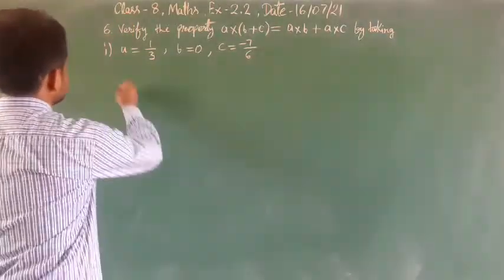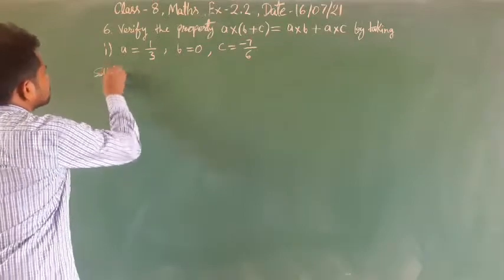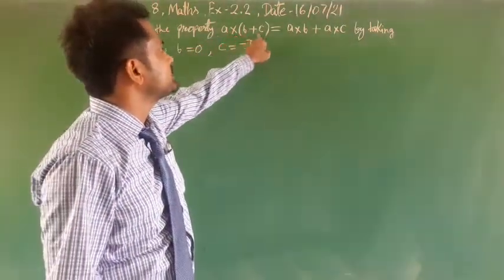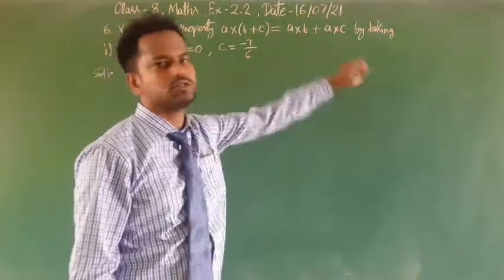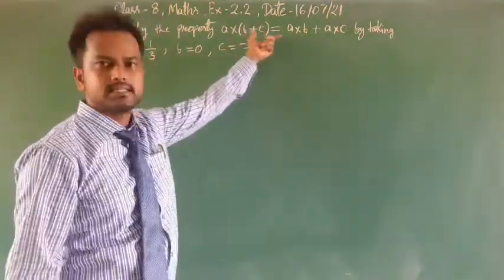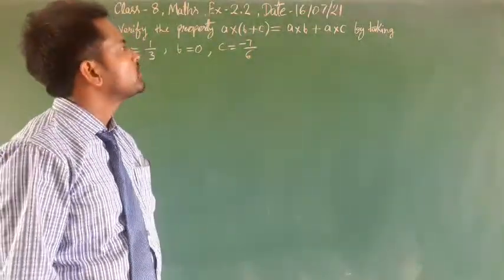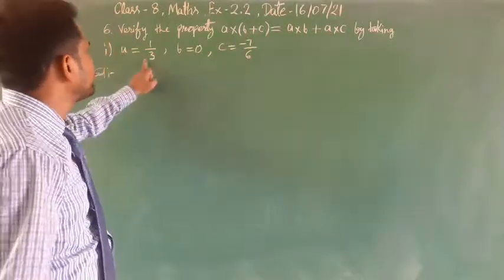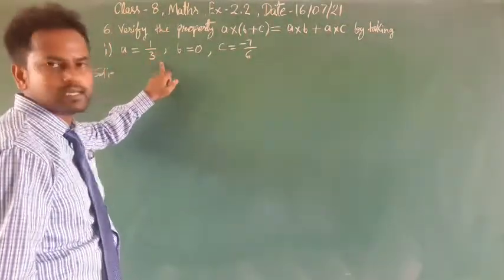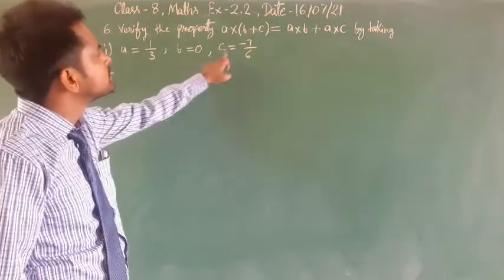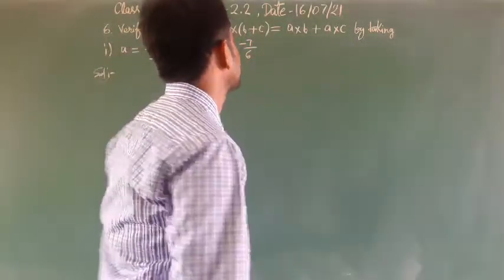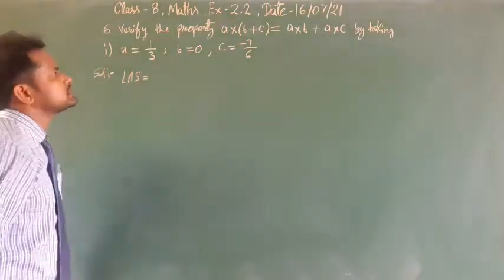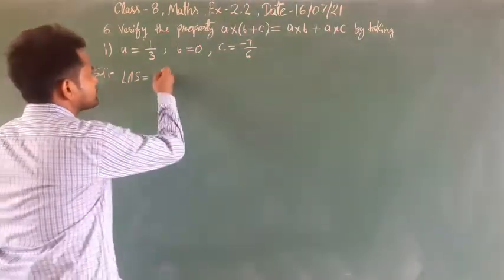Now the next question is: verify the property A into (B plus C) is equal to A into B plus A into C. That is the distributive property over addition of rational numbers. So A is equal to 1 by 3, B is equal to 0, and C is equal to minus 7 by 6. So we take the left hand side and put the values of A, B, C in it.